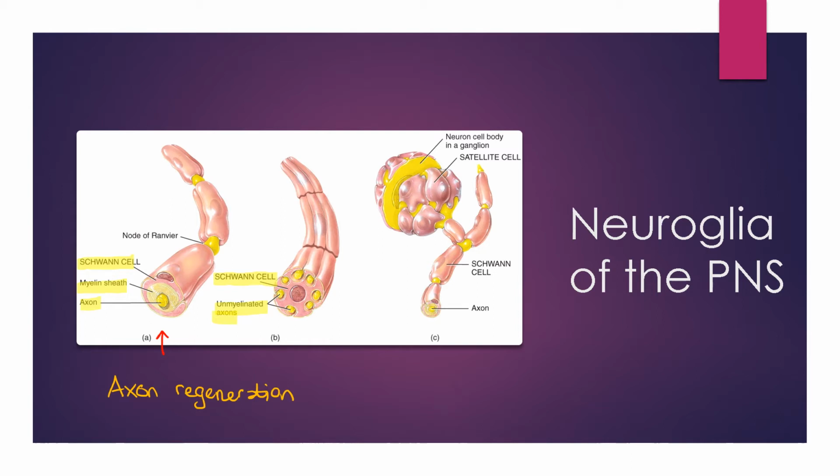The other neuroglia that we have in the peripheral nervous system are satellite cells, and these are going to be very flat cells that surround the cell bodies of neurons of the peripheral nervous system ganglia. Now, besides providing structural support, these satellite cells will also regulate exchanges of materials between neuronal cell bodies and interstitial fluid.